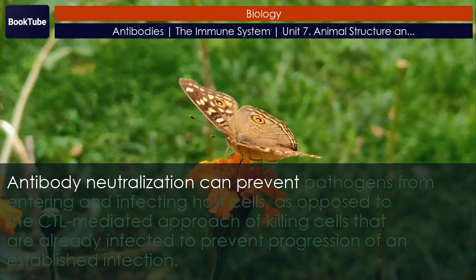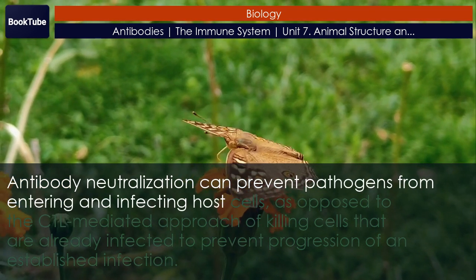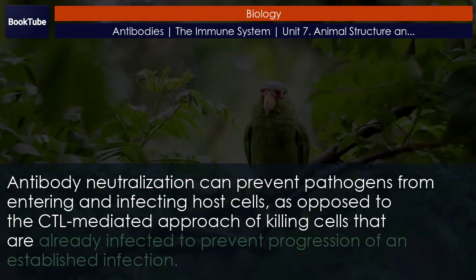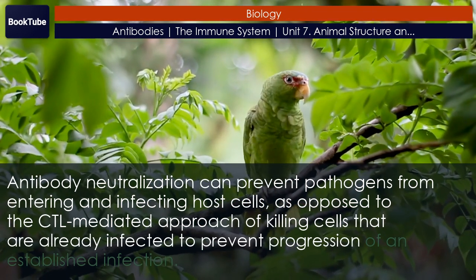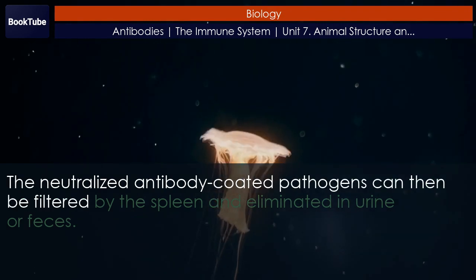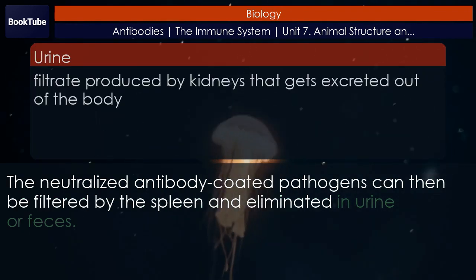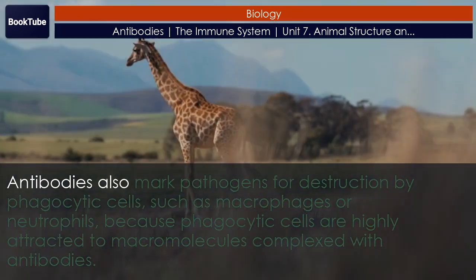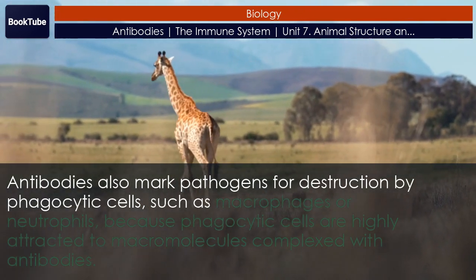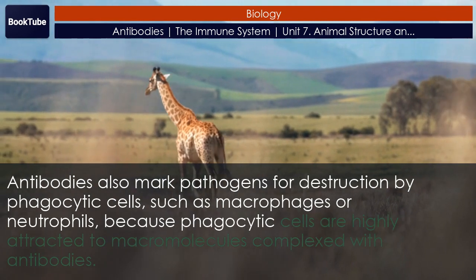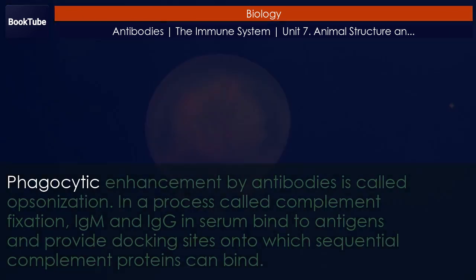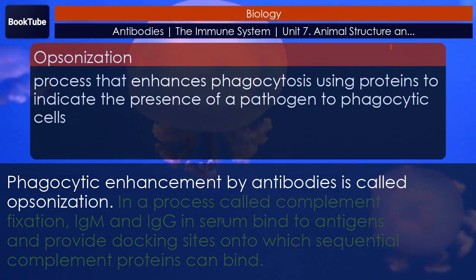Antibody neutralization can prevent pathogens from entering and infecting host cells, as opposed to the CTL-mediated approach of killing cells that are already infected to prevent progression of an established infection. The neutralized antibody-coated pathogens can then be filtered by the spleen and eliminated in urine or feces. Antibodies also mark pathogens for destruction by phagocytic cells, such as macrophages or neutrophils. Because phagocytic cells are highly attracted to macromolecules complexed with antibodies, phagocytic enhancement by antibodies is called opsonization.